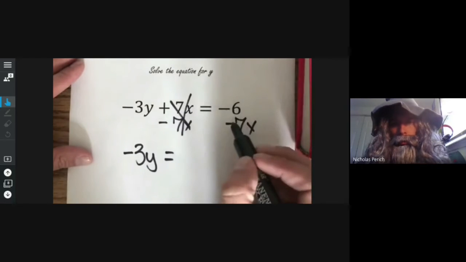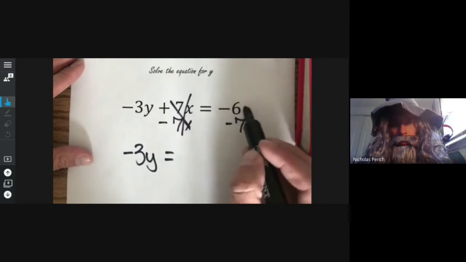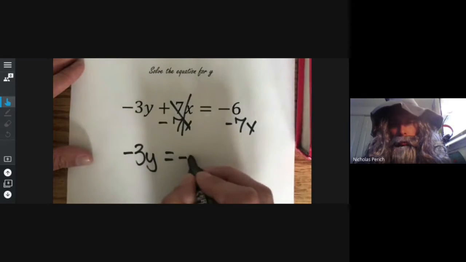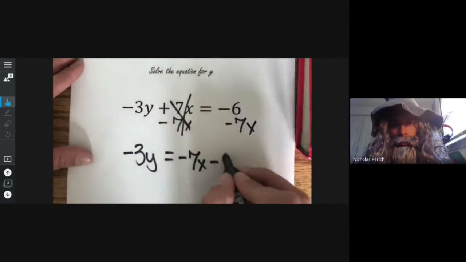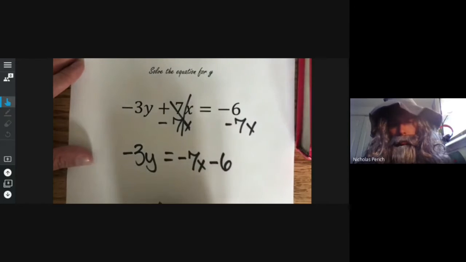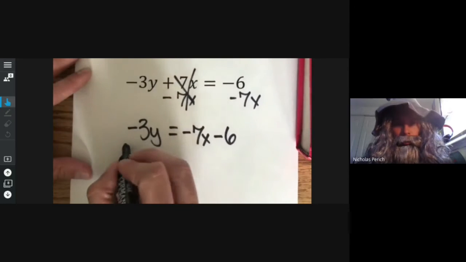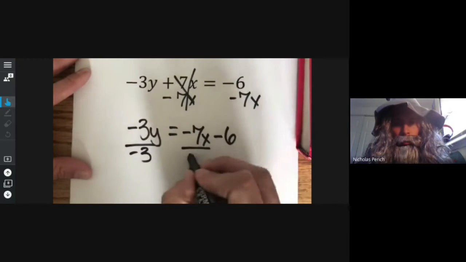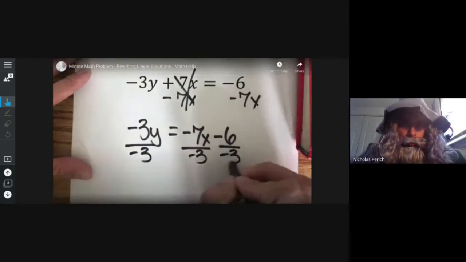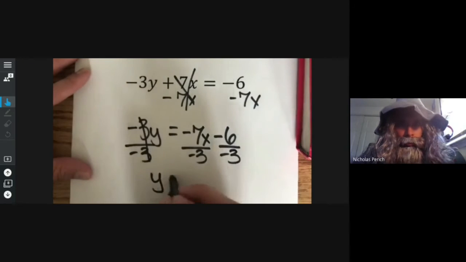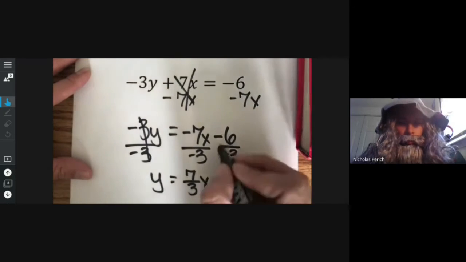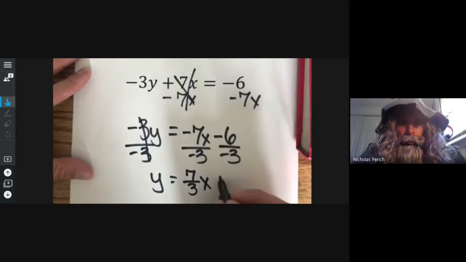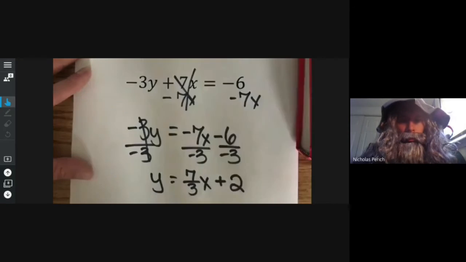Now these two don't combine because the negative 6 doesn't have an x, but the negative 7x does. So we're going to write out negative 7x minus 6 because they're both negative. Y is still not all by itself. You have to divide everything by negative 3. And when you do that, negative over a negative is a positive 7/3 x. Negative over a negative is a positive 2. And that's it.